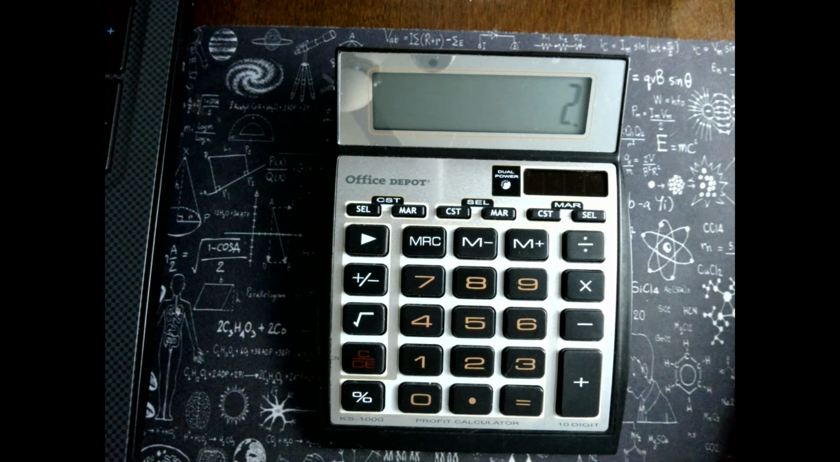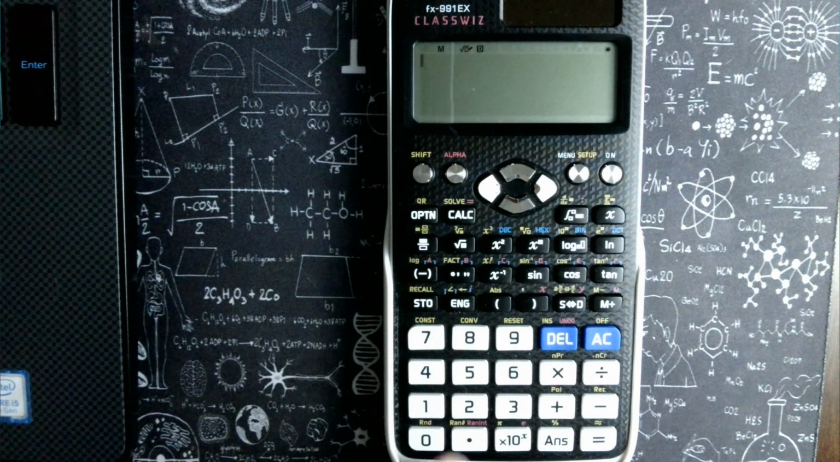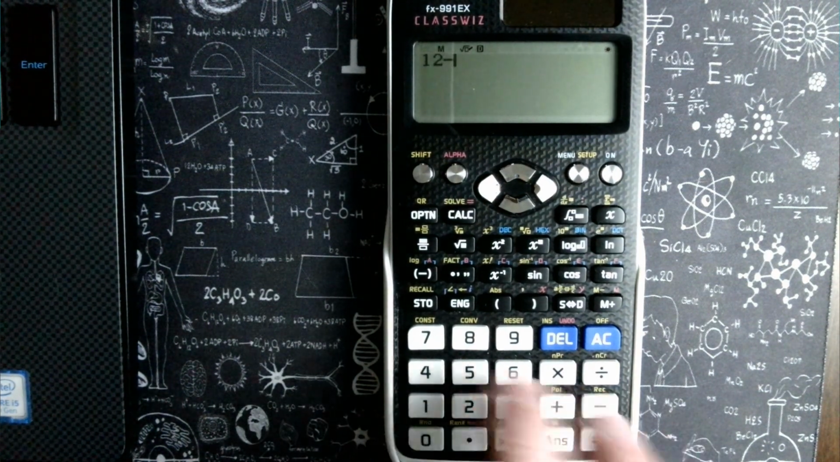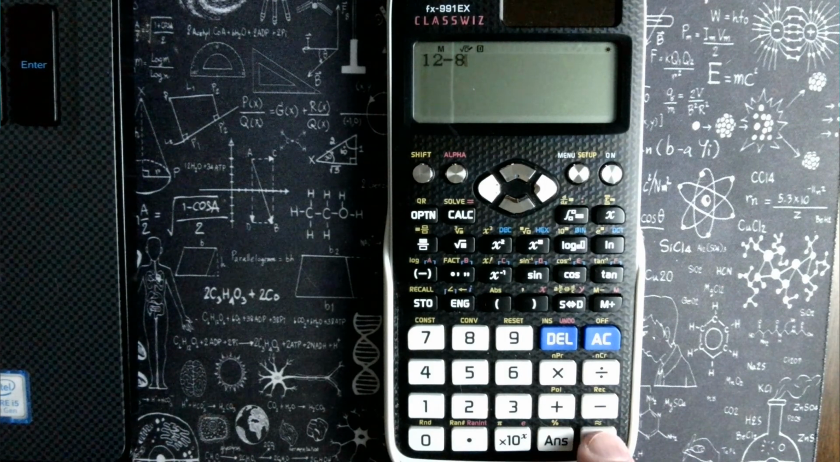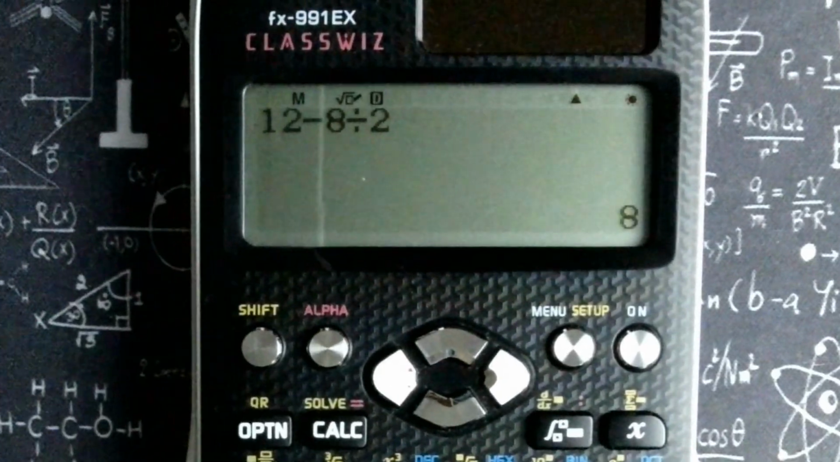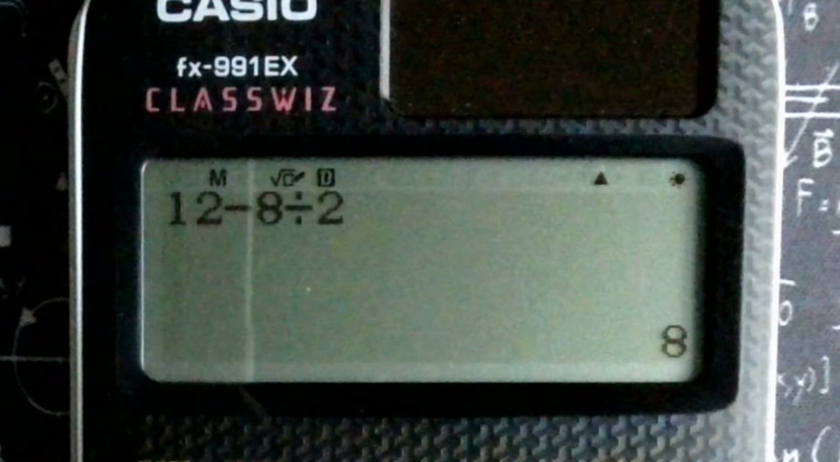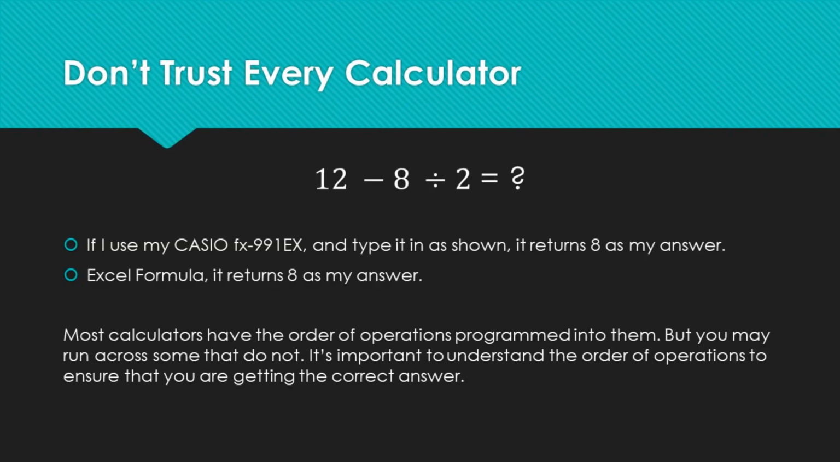Now compare that to what happens when I do the same thing on my scientific calculator. I enter 12 minus 8 and then hit the divide key and the number 2. Notice the display. It's showing everything I have entered and has not evaluated anything so far. When I hit the equals key, notice that it displays the answer we should get when following the order of operations: 8. Advanced calculators have the order of operations programmed into them. But you may run across some basic function calculators that do not. It's important to understand the order of operations to ensure that you are always getting the correct answer.